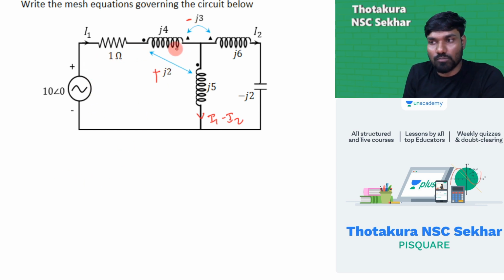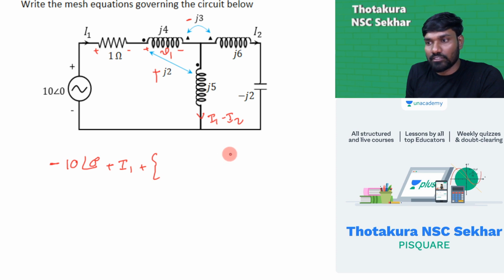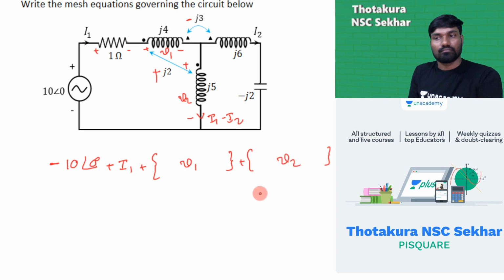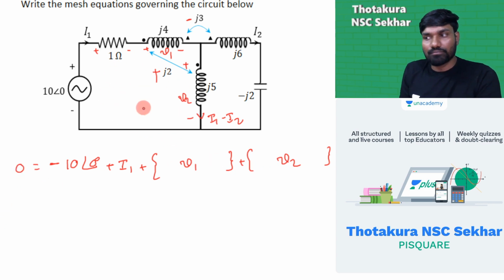Okay, now for this loop we write the KVL equation. Careful. Minus 10 at an angle 0 degrees plus this voltage, I1 into 1, plus I1, and this voltage for now let me take it as V1, I'll leave some space, this is V1, and plus V2, is equal to 0. This entire expression will be equal to 0. This is the first loop equation.